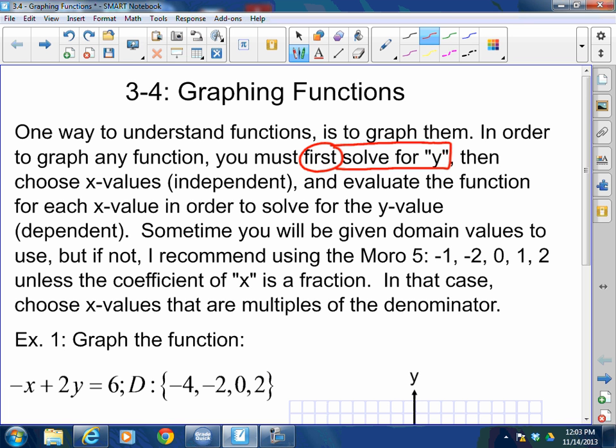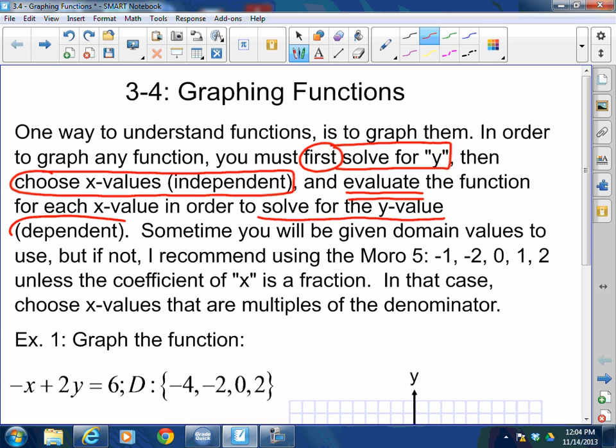And you're going to choose x values. Why can you choose x values? Because the x values are independent. So that means they can be whatever. You can choose to buy 7 tickets at the movies, or you can choose to buy 0. That's independent. So once you choose the x values, then you evaluate the function for each x value in order to solve for the y value.